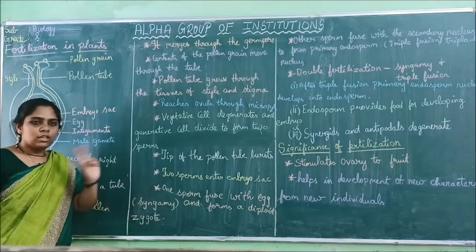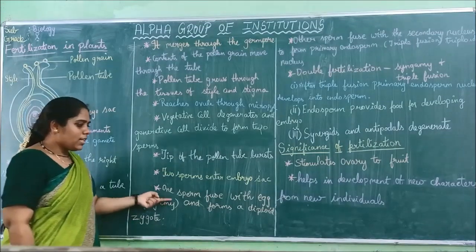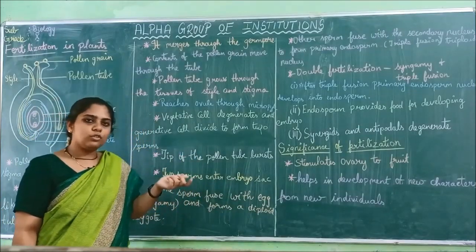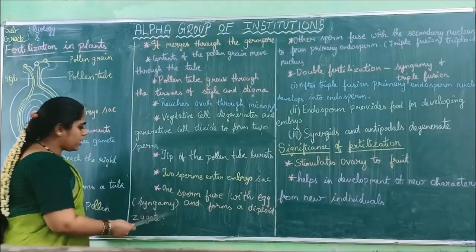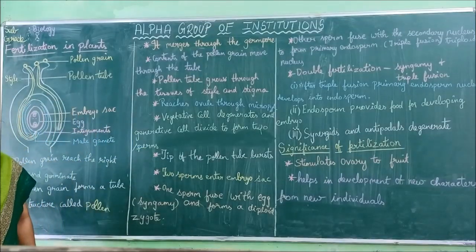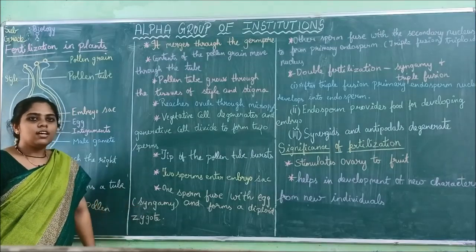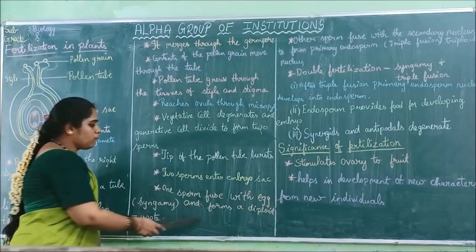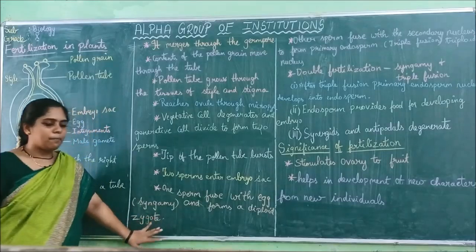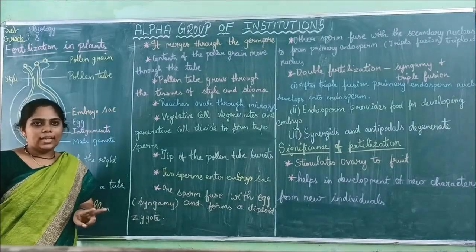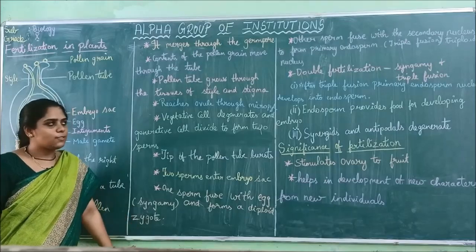Two sperms are present. One sperm goes over and fuses with the egg, and that is called syngamy. The fusion of one sperm with the egg is called syngamy, and it forms a diploid zygote. It fertilizes and forms a diploid, 2N zygote.